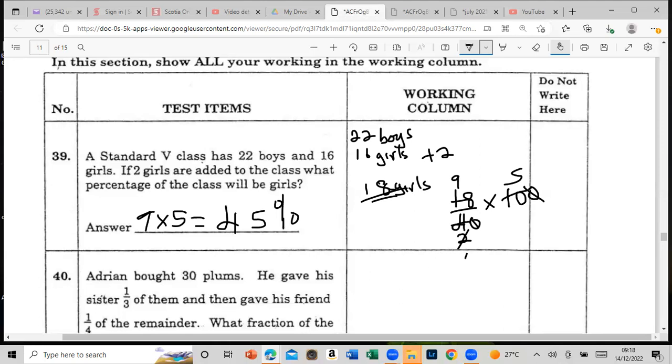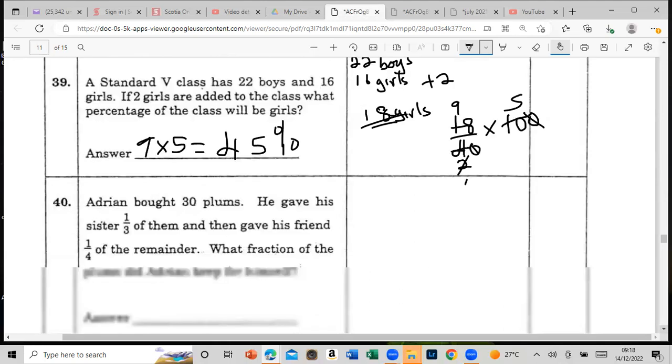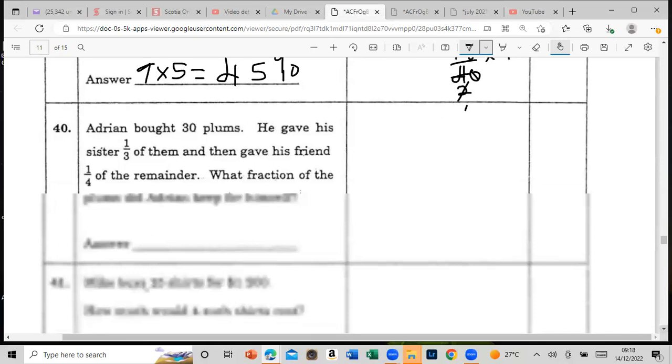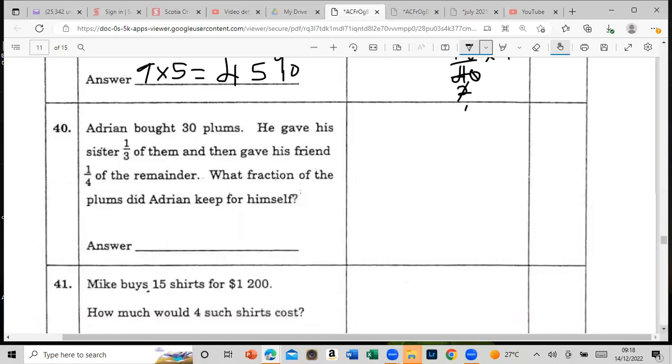All right, so let's go on to Adrian. Adrian bought 30 plums. He gave his sister 1/3 of them and gave his friends 1/4 of the remainder. What fraction of the plums did Adrian keep for himself? Very nice question. Well done, well done. Let's go. Who can answer that?